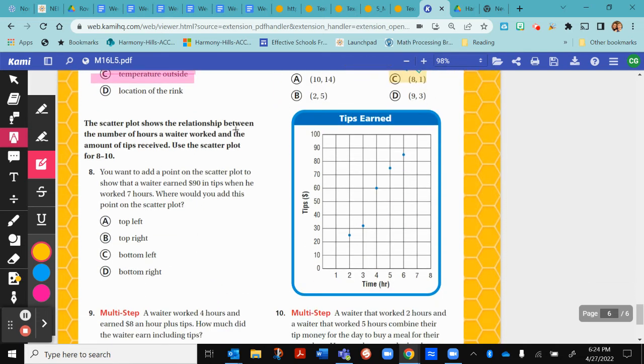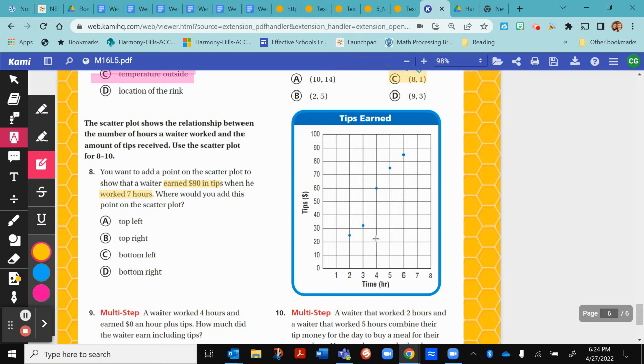This scatter plot shows the relationship between the number of hours a waiter worked and the amount of tips received. Okay, use the scatter plot for 8, 9, and 10. Now you want to add a point on the scatter plot to show the waiter earned $90 in tips when he worked 7 hours. Where would you add this point on the scatter plot?